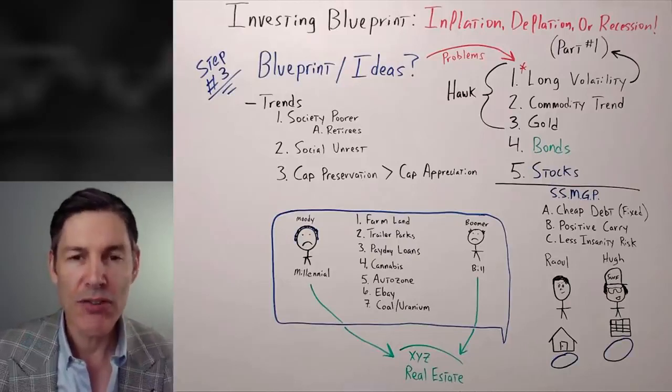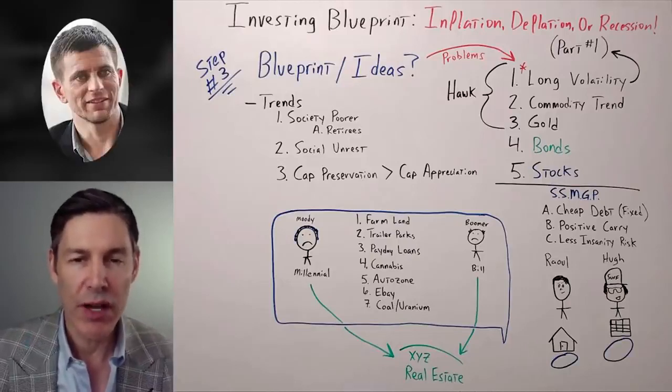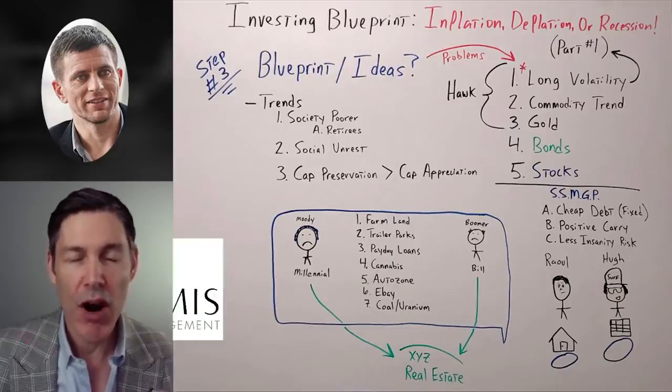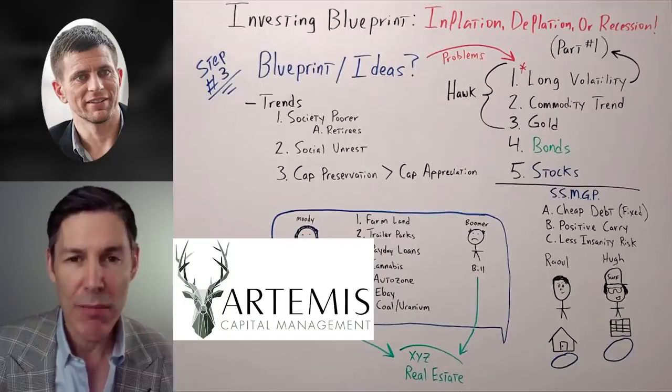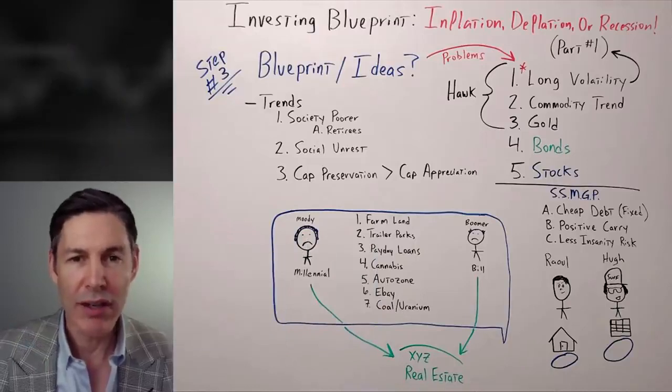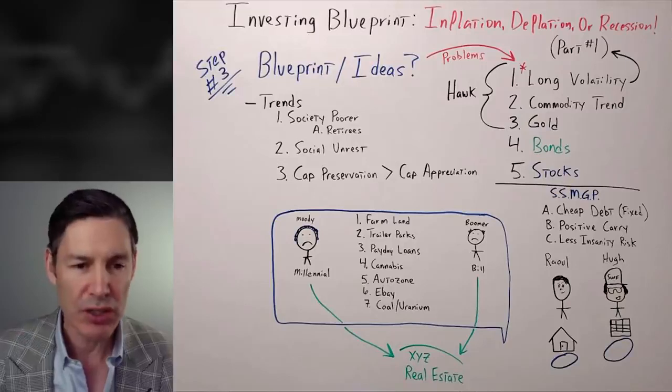The other option is to invest in Chris Cole's fund. If you're an accredited investor, I definitely suggest checking it out. Artemis Capital is the name of his fund. But for most people watching this video, those are not realistic options. So what can the average Joe and Jane do?